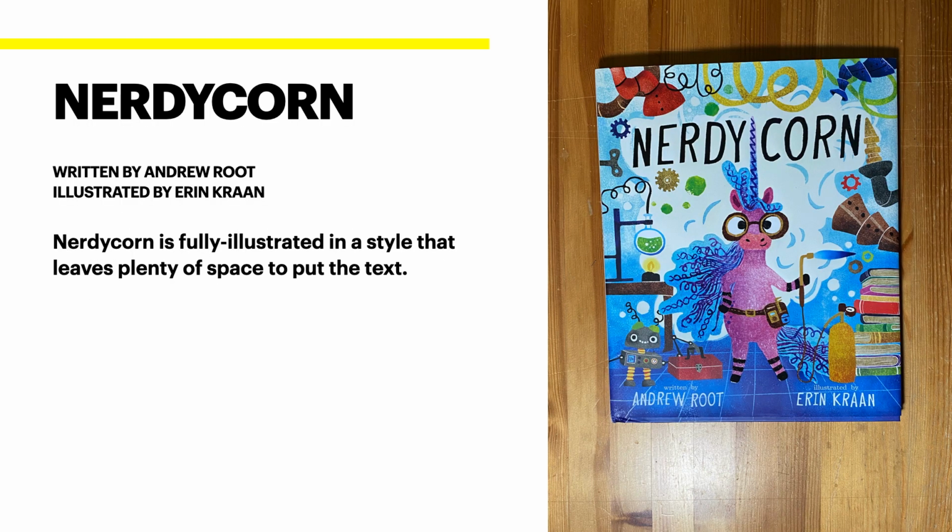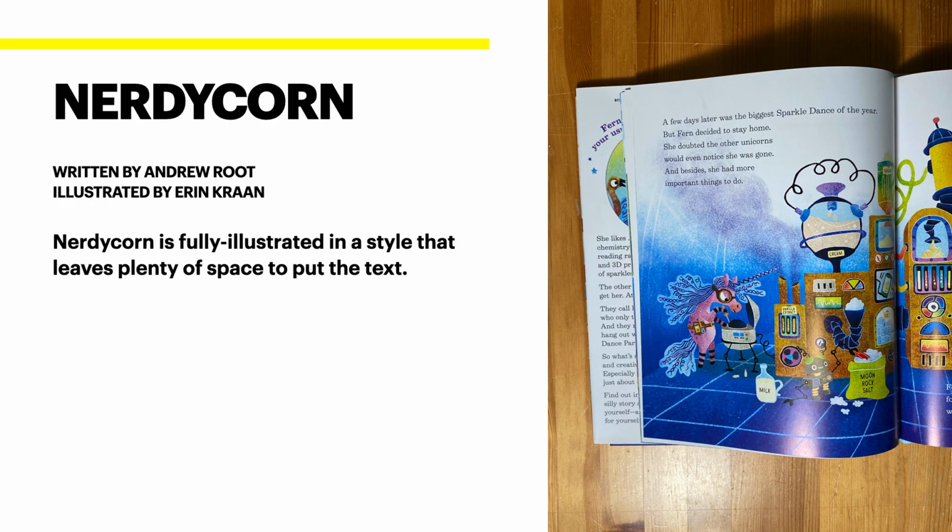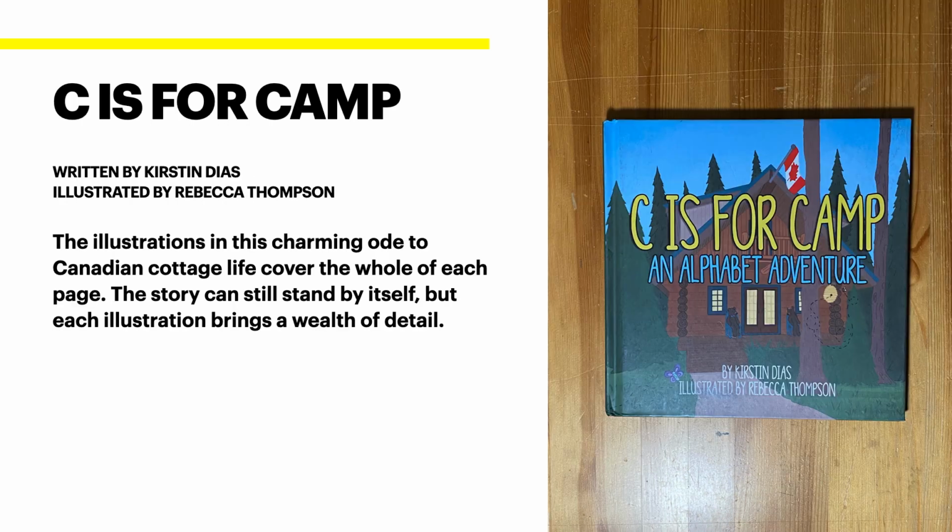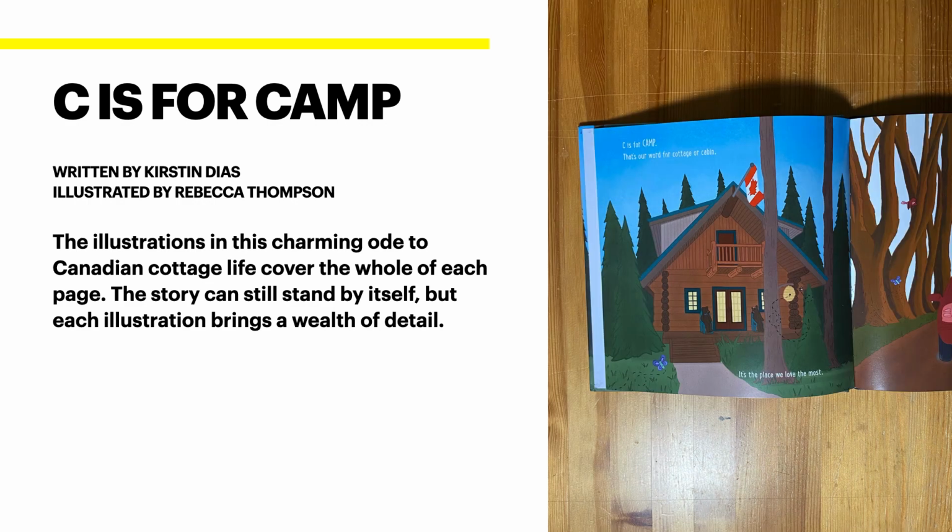Let's have a look. One book here is called Nerdycorn, and it's fully illustrated but has plenty of space to put the text in. Every page is illustrated, and there's a lot of things going on outside the text, but still the text can stand by itself. Another book like this is C is for Camp, and it too is fully illustrated.